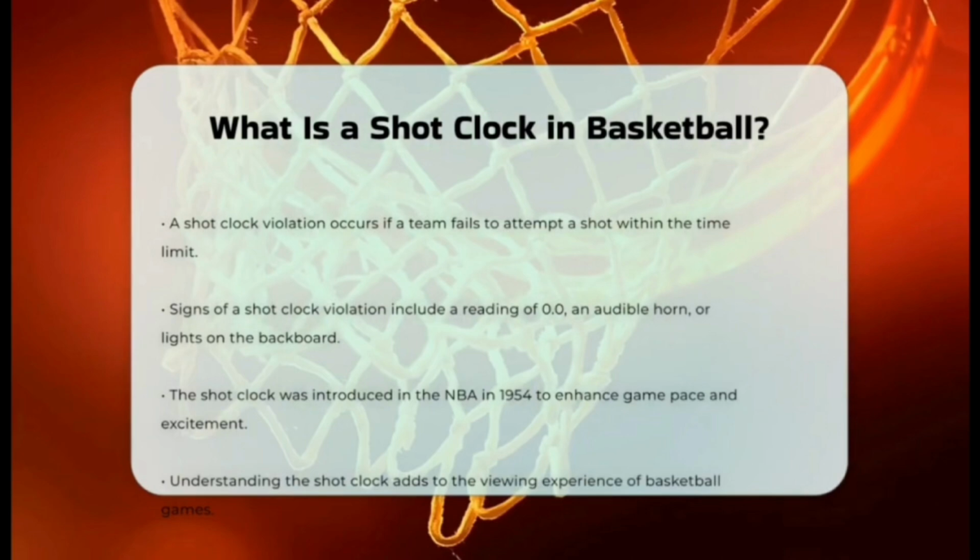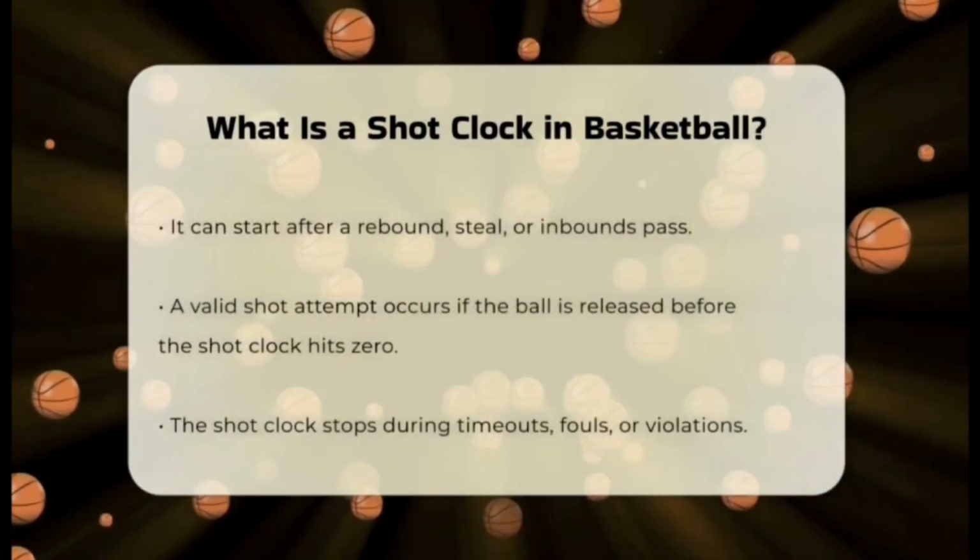The shot clock was introduced in the NBA in 1954 to enhance game pace and excitement. Understanding the shot clock adds to the viewing experience of basketball. It can start after a rebound, steal, or inbound pass. A valid shot attempt occurs if the ball is released before the shot clock hits 0.